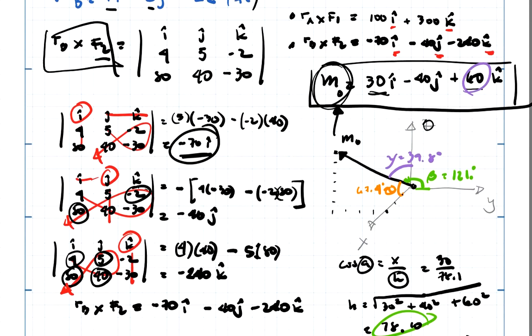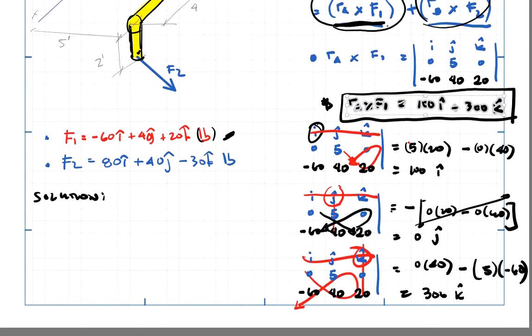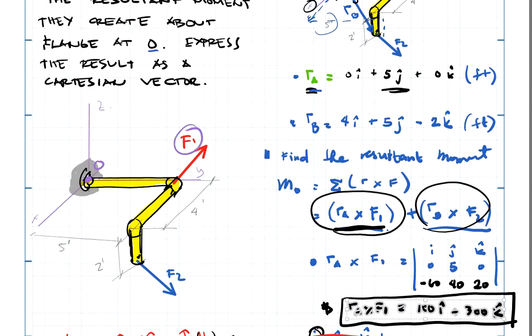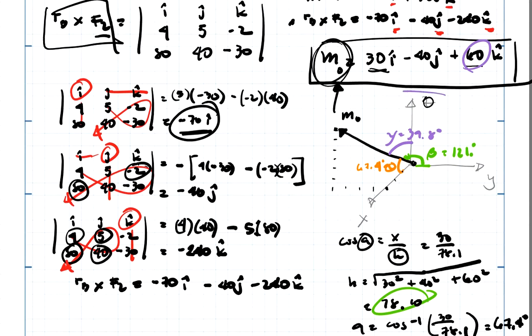Okay, so all in all, the moment created by these forces F1 and F2 is 30i minus 40j plus 60k, at 67.4 degrees from the x-axis, 121 degrees from the y-axis, and 39.8 degrees from the z-axis.